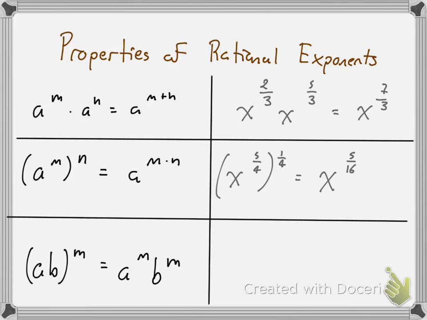Finally, if I had two expressions in parentheses taken to the mth power, I would take both parts of that expression and take that to the same power. So if I had x to the 5/3 times y to the 1/3 power, and then that whole thing taken to the second power, I'm going to multiply 5/3 and 1/3 each by 2, and it would look like this: x to the 10/3 times y to the 2/3 power.